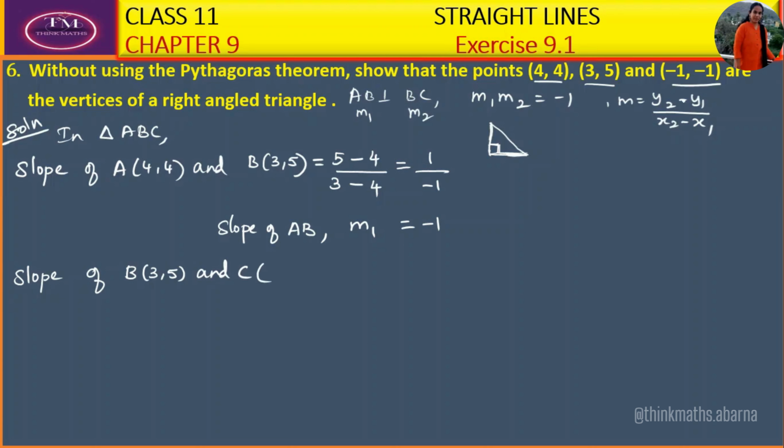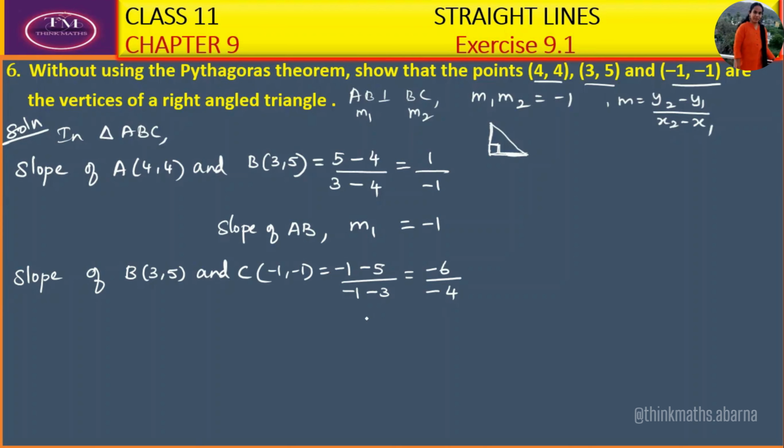C is minus 1 comma minus 1. It is equal to y2 which is minus 1, y1 is 5, divided by x2 which is minus 1 and x1 is 3. So minus 1 minus 5, both are negative. So you have to put the negative sign and add. So you will get 6. Here also both are negative, put the negative sign and add the values. So 1 plus 3 is 4.